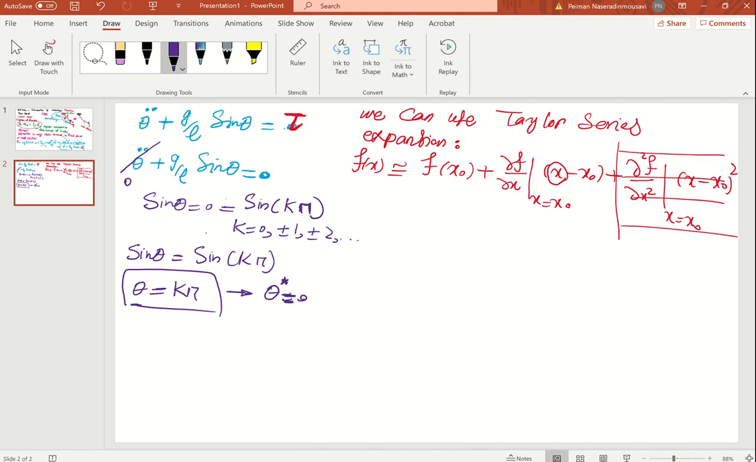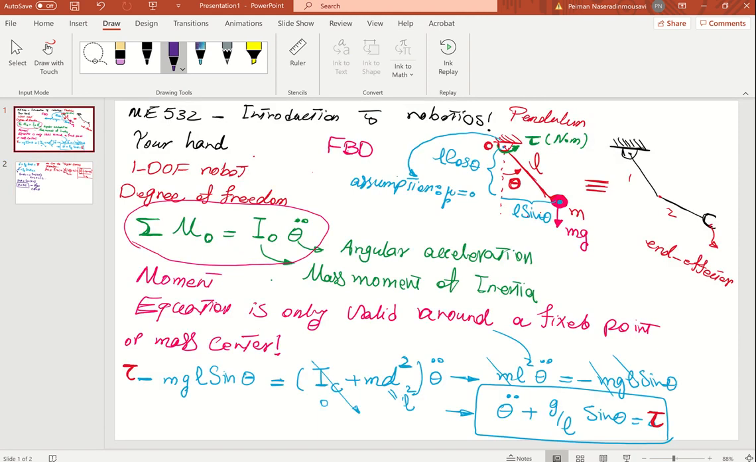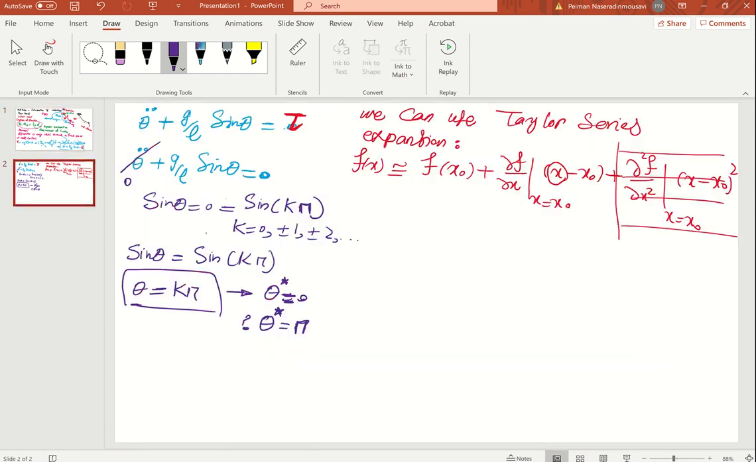Okay. So what about if I say k is 1? So if I say k is 1, theta star gonna be pi. If this is valid, let me know. Look at the graph, okay? This means this position. So if you release this at this position, what's gonna happen? It's gonna rotate. It never stays there with no friction. Okay, understand? So the system becomes unstable. So this is not valid for your system.